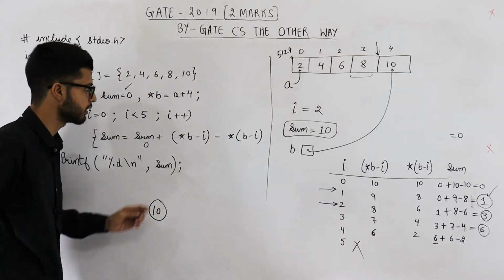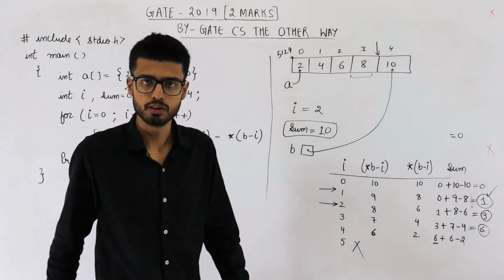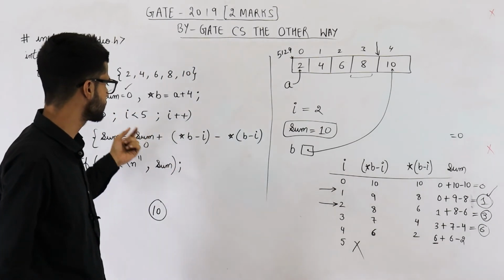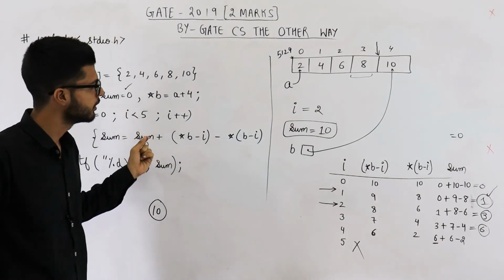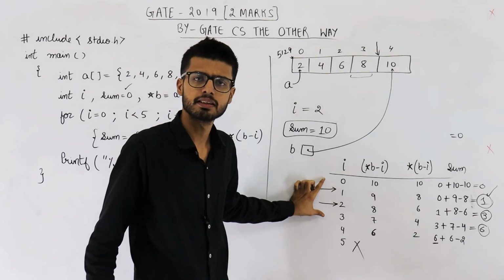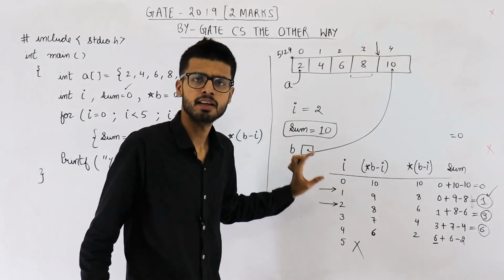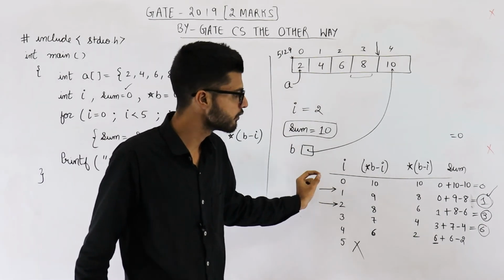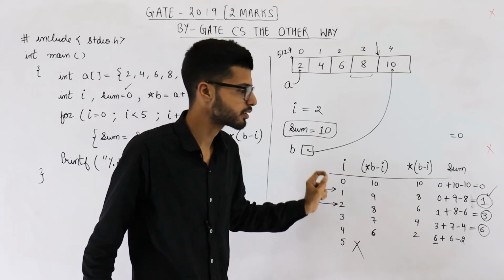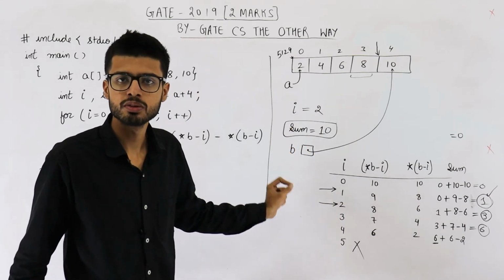So I hope you have just understood how this program works. See, you can just execute it line by line here only. But I have used this tabular method because this is easy. In the exam, this will give you the answer very quickly. You will not waste a lot of time. And when to use such methods?